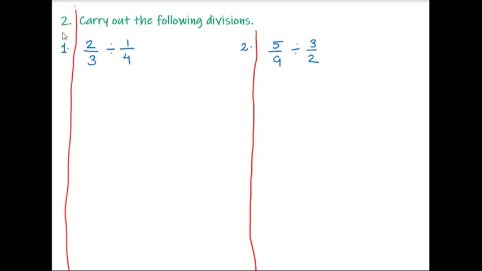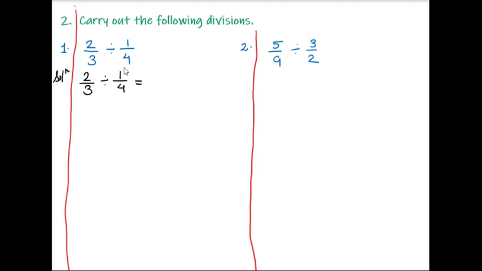So now see the next question, question 2. Carry out the following divisions. So they have given us the first sum, 2 upon 3 divided by 1 upon 4. So students, we have already learned how to do the division. So I'll write here and take the solution. 2 upon 3 divided by 1 upon 4 equals.